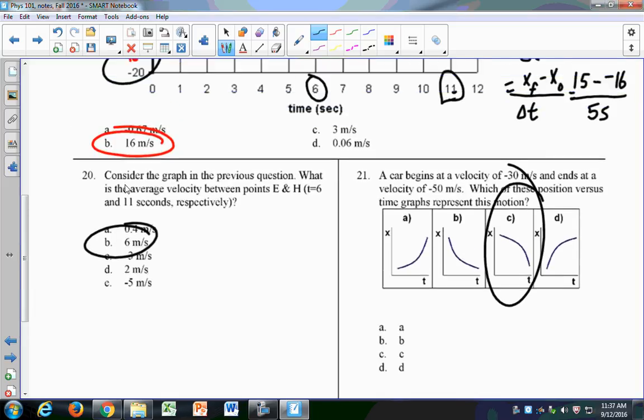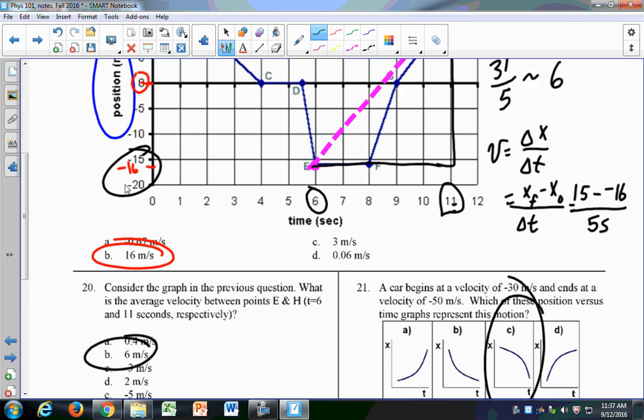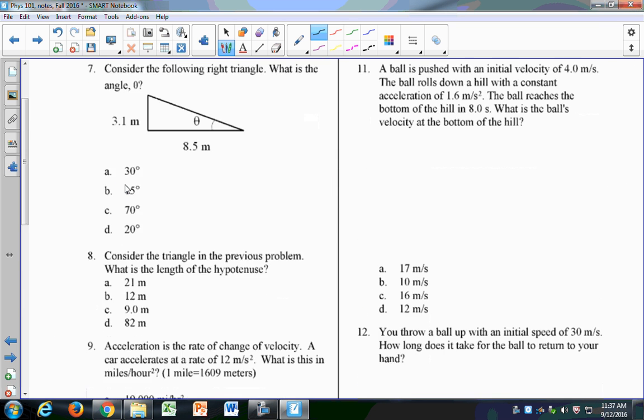And let's look at 12. Is that okay? Look at 12 really quickly.